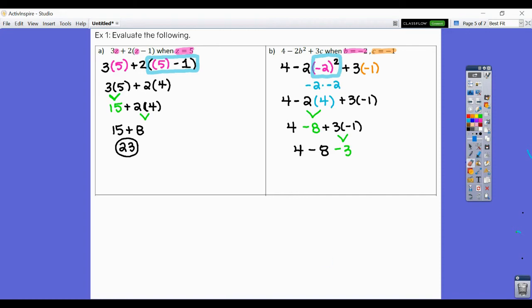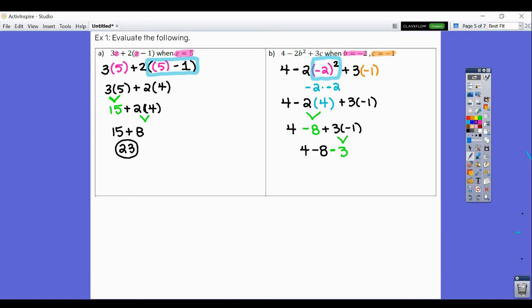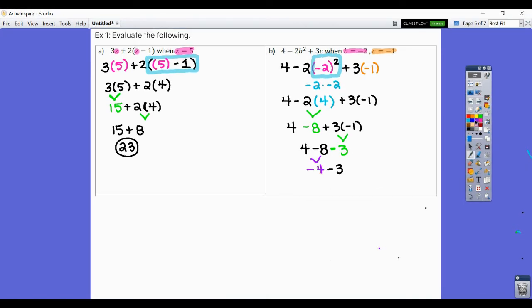Now we go left to right with addition and subtraction here. So I do the 4 minus 8 first, which gives me a negative 4. Bring down the negative 3. Negative 4 minus 3 is going to give me negative 7 as my final answer there.